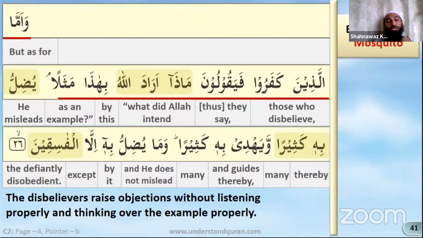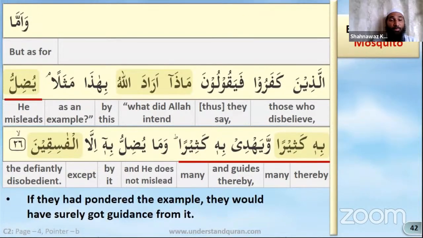The disbelievers raised objections without listening properly and thinking over the example. So I've discussed this before, that Allah Ta'ala has given His ayat, His signs all over, but it is we who have to ponder over those signs and be thankful to Allah and try to understand the reality of the world and the reality of the truth with the signs that Allah has given us. So if they had pondered the example, they would have surely got guidance from it.